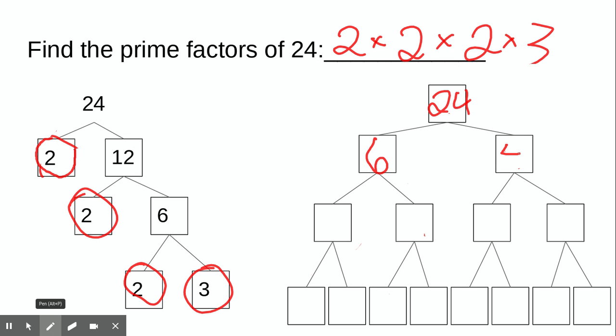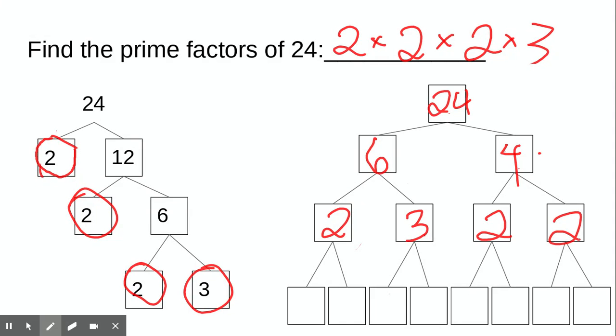6 times 4 is equal to 24. Is 6 a prime number? No. Is 4 a prime number? Nope. 4 is not a prime number either. Both of these two can still be factored out. What are two numbers we can multiply together to get 6? 2 times 3 is equal to 6. How about 4? What are two numbers we can multiply together to get 4? 2 times 2 is equal to 4.